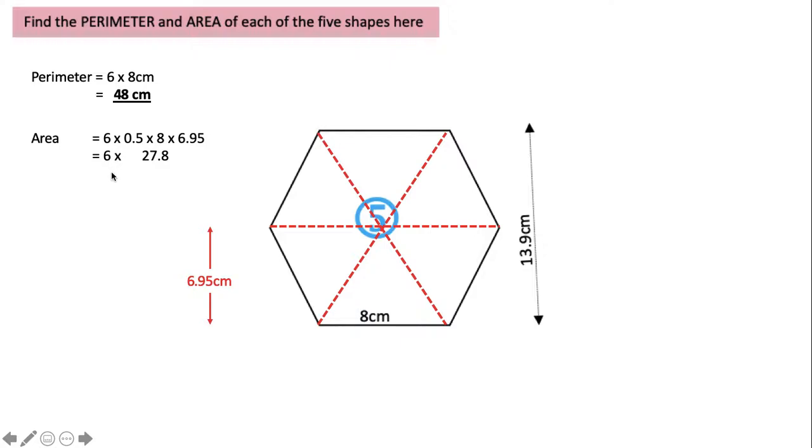So that's 6 triangles that all have an area of 27.8. A half times 8 times 6.95. So that gives you, in total, 6 times 27.8, 166.8 centimeters squared.